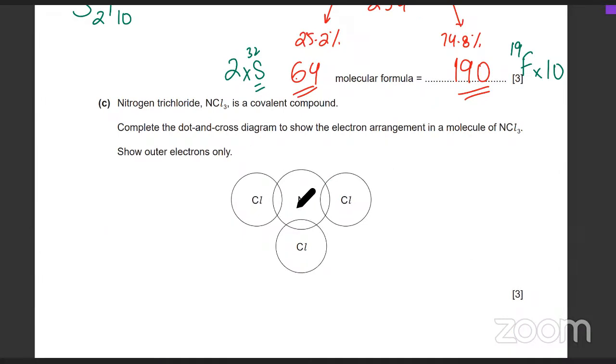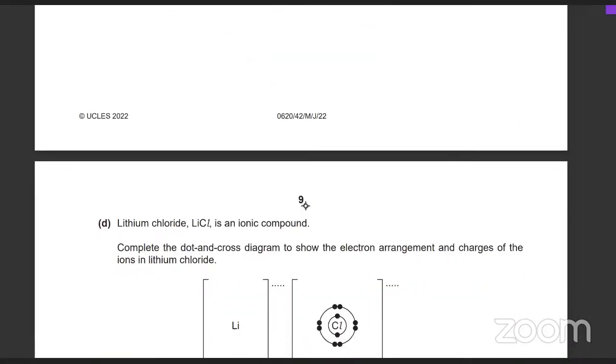नाइट्रोजन क्लोराइड, उसका डॉट एंड क्रॉस डायग्राम, everything is given. So that's one covalent bond, one covalent bond, one covalent bond. Cl is group 7, so it has 7 electrons in its outer shell. It is sharing 1 electron, so 6 electrons are left. और N group 5 में होता है, is sharing 3, so 2 electrons are left. तो ये हो गया NCl3 dot and cross diagram.